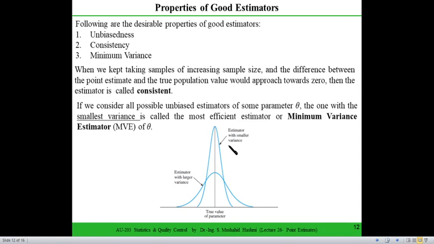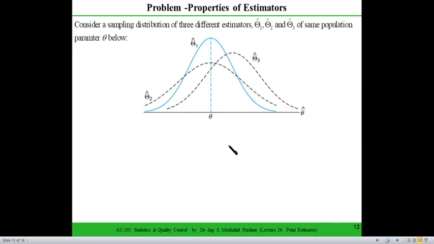So to decide which estimator is good, we need to look at these three properties: unbiasedness, consistency, and minimum variance. Here you have the sampling distribution of three different estimators, theta 1 cap, theta 2 cap, and theta 3 cap, of the same population parameter theta. You can think of these as different sample statistics, your estimators, taken from the same population, where the parameter of the population is theta.